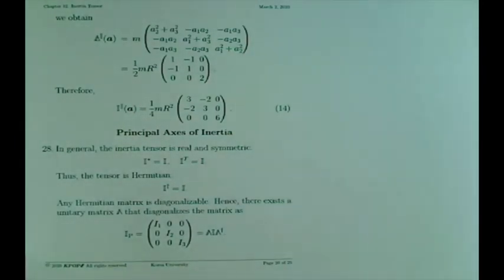And diagonalization of a real symmetric matrix is trivial because, first of all, the inertia tensor is real and symmetric. Therefore, it is a Hermitian matrix. Any Hermitian matrix is diagonalizable, like that. And the diagonal elements in the diagonalized matrix are real.